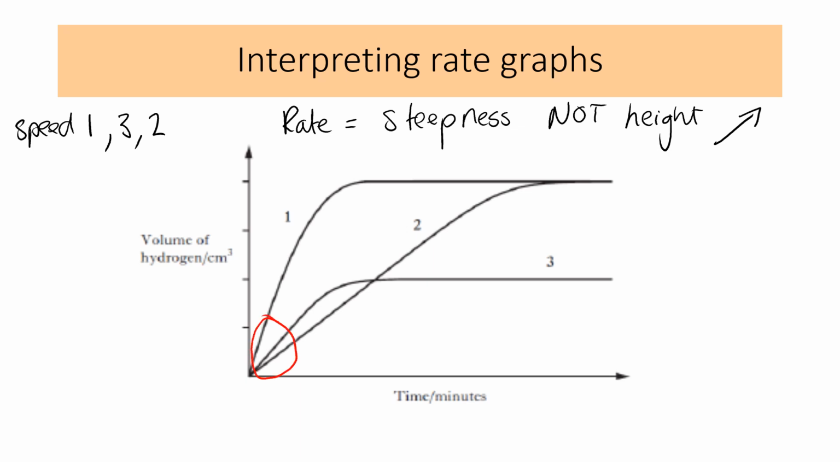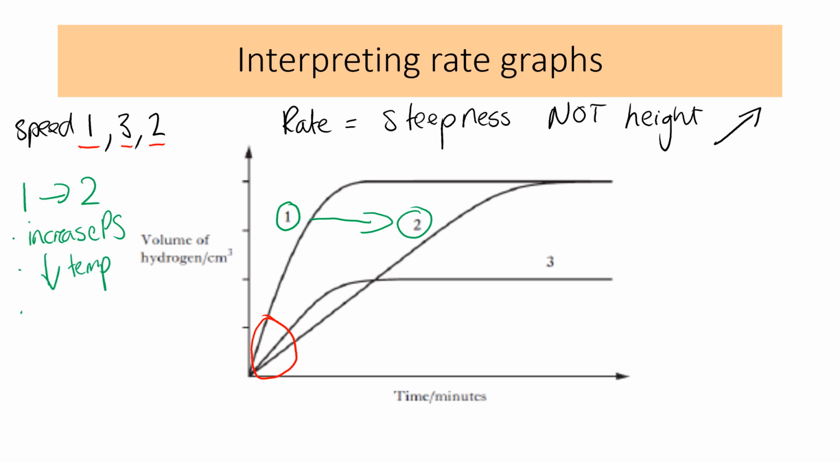Okay, so we look at the very start where the reactions are fastest. 1 is the fastest, 3 is the second steepest, so it's second, and 2 is the least steep. You could be asked, what could have happened to turn graph 1 into graph 2? Well, we know we've slowed a reaction down. So 1 going to 2, what we could have done is increase our particle size, decrease our temperature, decrease our concentration, or remove the catalyst.